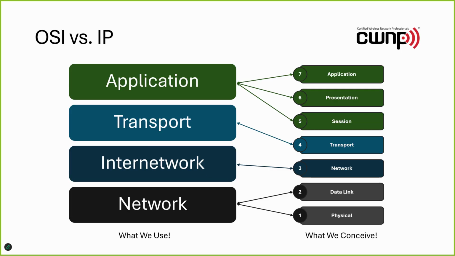How does it relate to the OSI model? It doesn't exactly, but we generally do something like this. So we have this conception that we have in our mind of these 7 OSI model layers: physical, data link, network, transport, session, presentation, and application. But what we're actually using in the real world is the IP model: network, internetwork, transport, and application. And the network layer of TCP/IP roughly equates to the data link and physical layer, and the internetwork layer to the network layer, and transport to transport, and then application to the top 3.